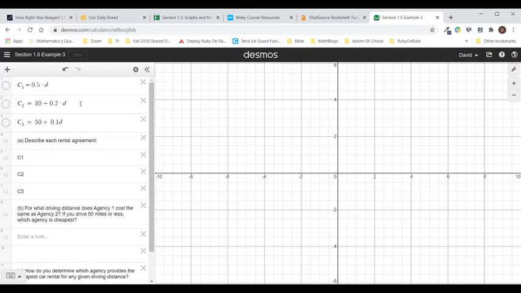You can see in the first line here, I've just written down exactly what they had. C1 equals 0.5 times D, C2 equals 30 plus 0.2 times D, and C3 equals 50 plus 0.1 D. It does say describe each rental agreement. I can see in C1, they're just charging 50 cents per mile. How about we say 50 cents? 50 cents per mile. That's it.